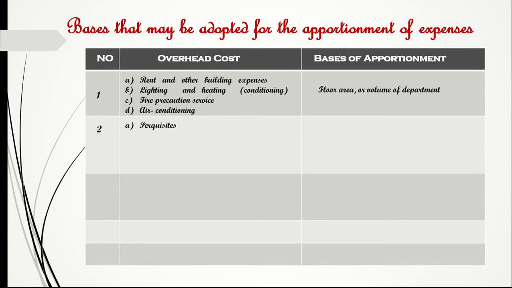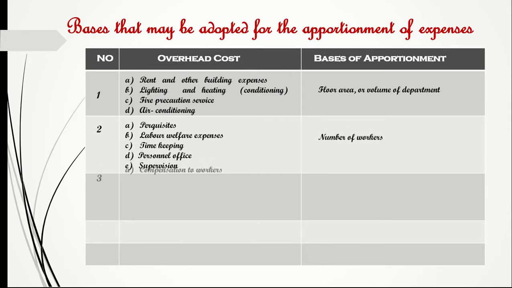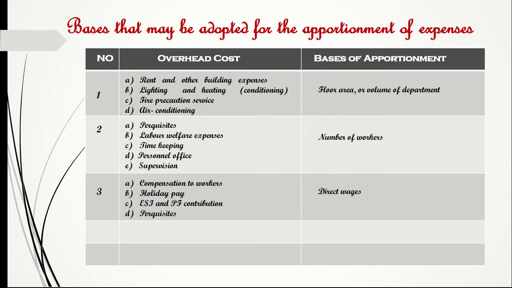2. Perquisites, labor welfare expenses, timekeeping, personnel office, and supervision are apportioned on the basis of number of workers. 3. Compensation to workers, holiday pay, ESI and PF contribution, and perquisites are apportioned on the basis of direct wages.